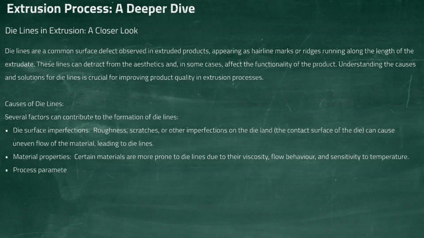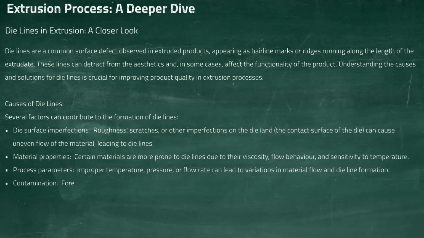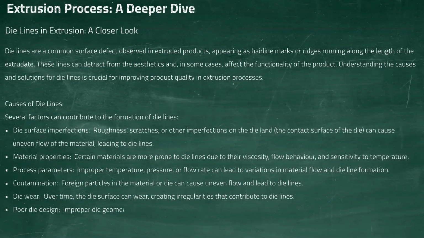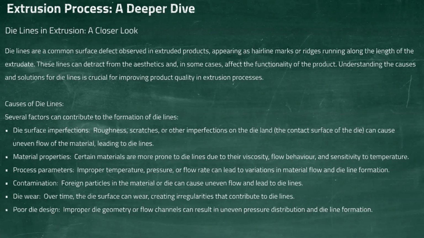Process parameters: improper temperature, pressure, or flow rate can lead to variations in material flow and die line formation. Contamination: foreign particles in the material or die can cause uneven flow and lead to die lines. Die wear: over time, the die's surface can wear, creating irregularities that contribute to die lines. Poor die design: improper die geometry or flow channels can result in uneven pressure distribution and die line formation.